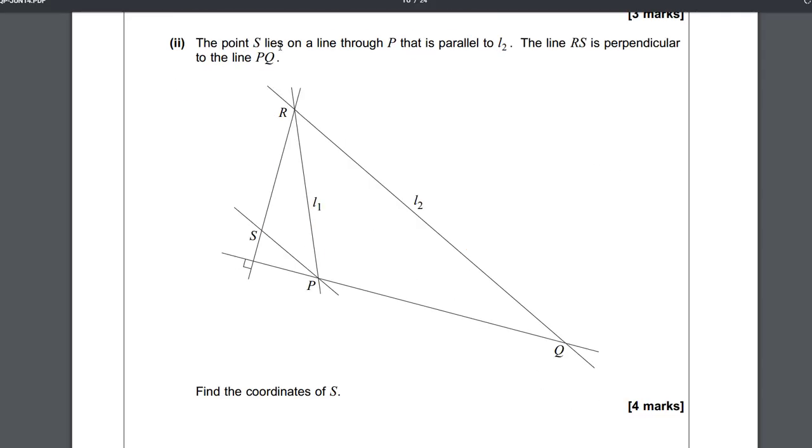In part 2, we're told the point S lies on the line through P that is parallel to L1. And the line RS is perpendicular to the line PQ. All that's shown in the diagram. We have to find the coordinates of S.